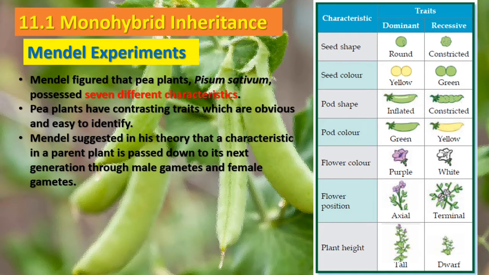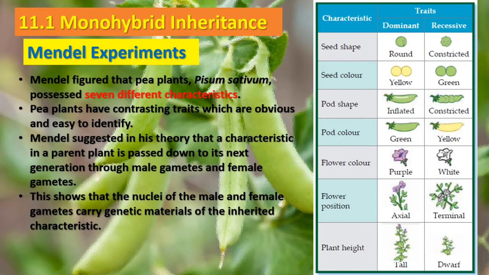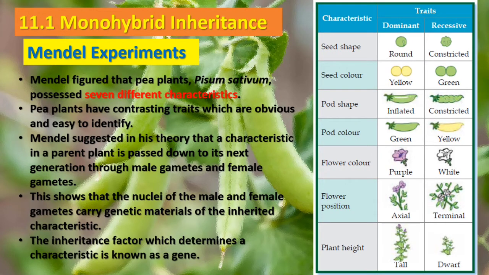Mendel suggested in his theory that a characteristic in a parent plant is passed down to its next generation through the male gametes and female gametes. This showed that the nuclei of the male gamete and female gamete had genetic material of the inherited characteristic. So the inheritance factor which determines a characteristic is known as a gene. So Mendel carried out the experiment.